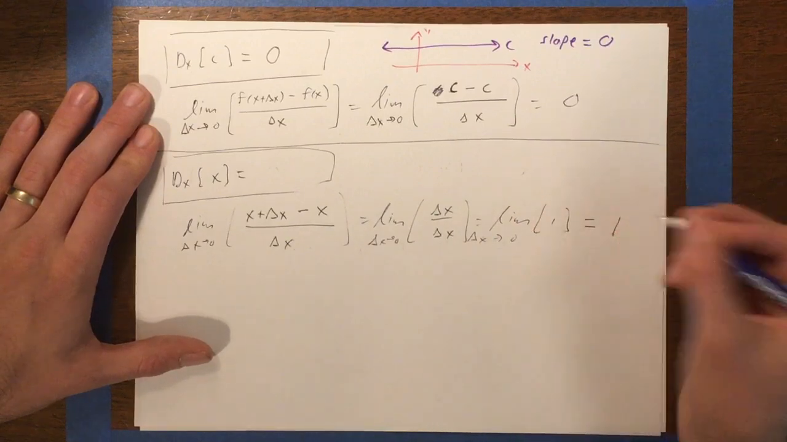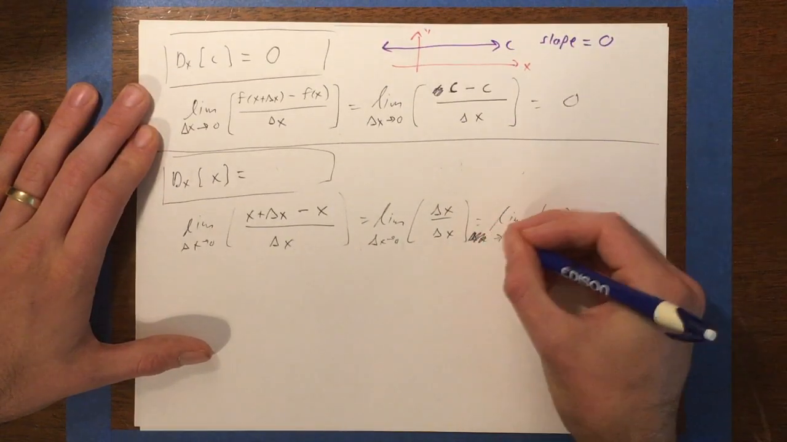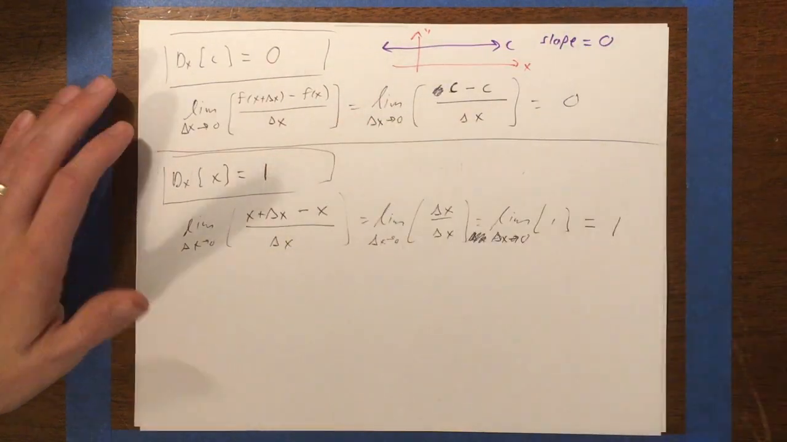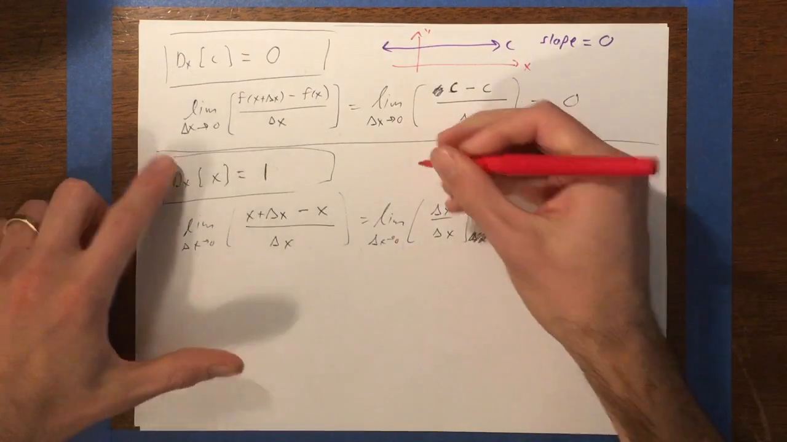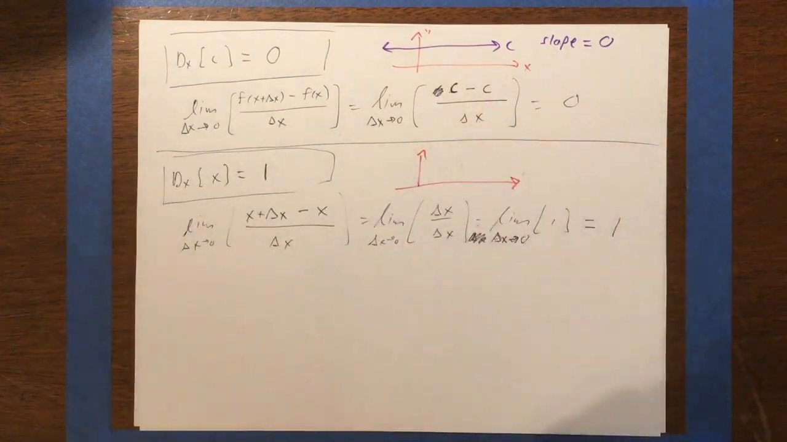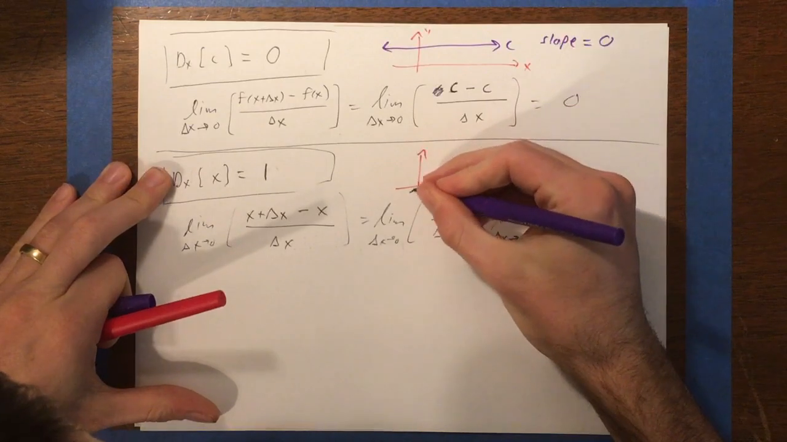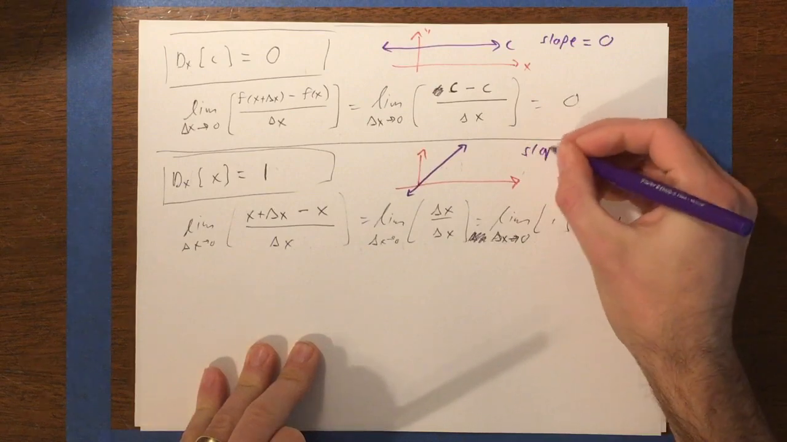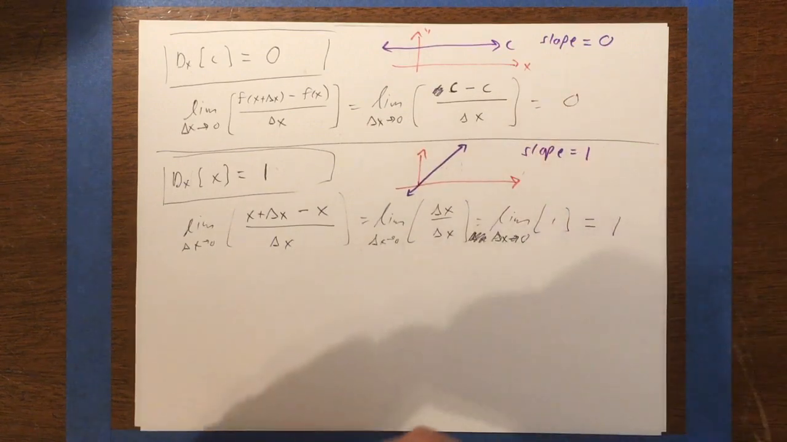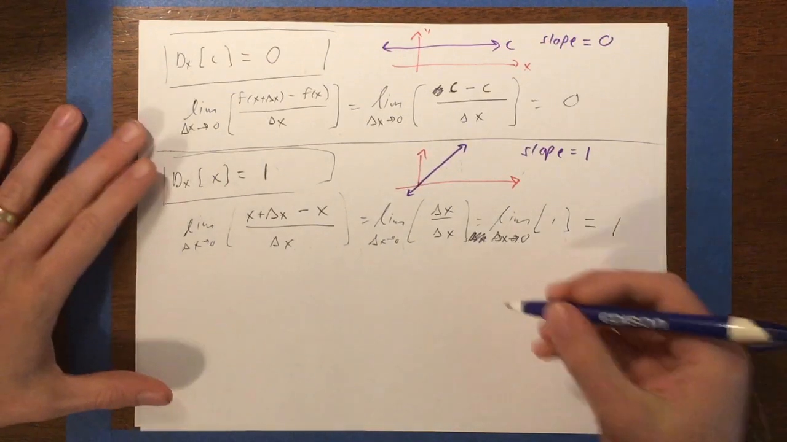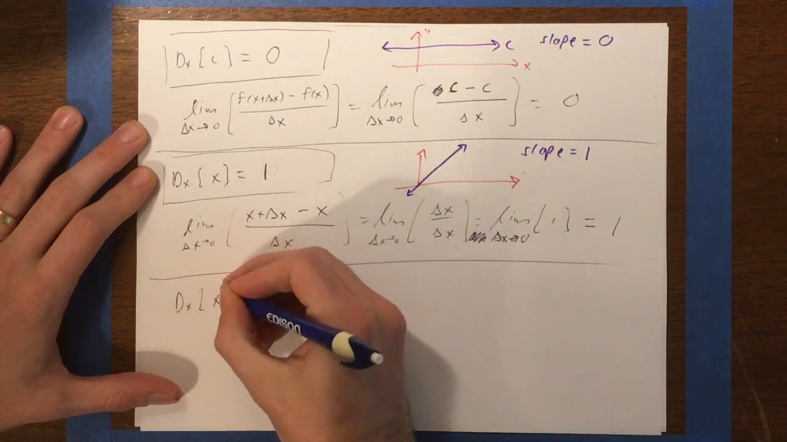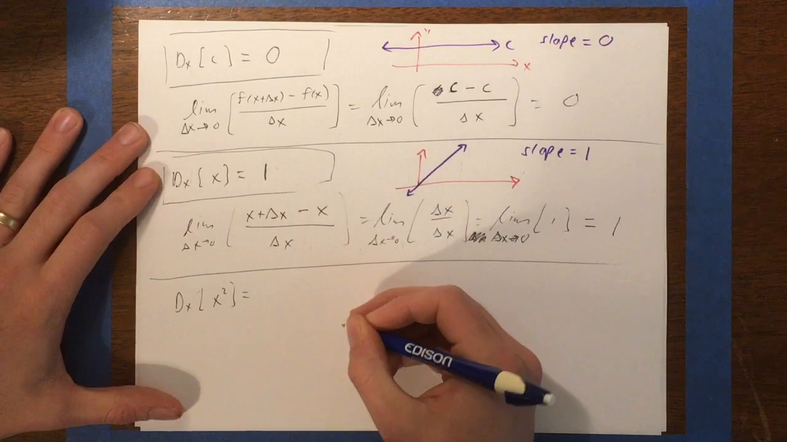But the limit of 1 is just 1, right? So that's just 1. And this also makes sense when you think about it graphically. You put your x and your y axis down here. And what's the graph of y equals x look like? It is this line, which is a line with a constant slope of 1. So that derivative is 1. Let's do one more for this video. Let's do the derivative of x squared. Okay, what's that going to be?